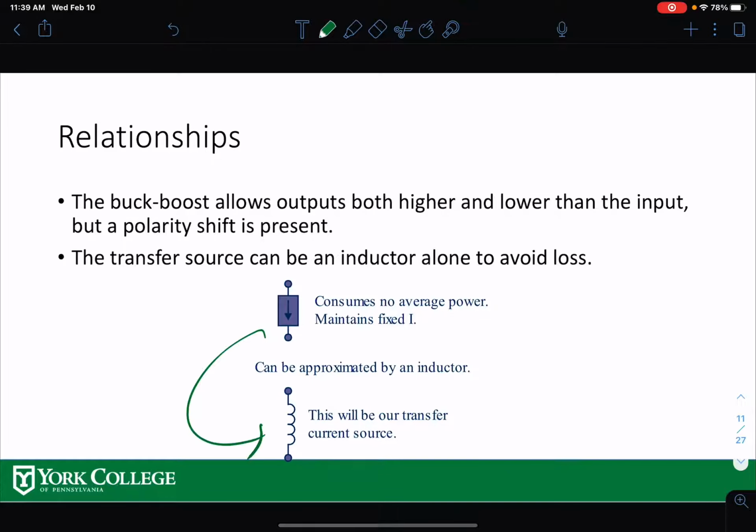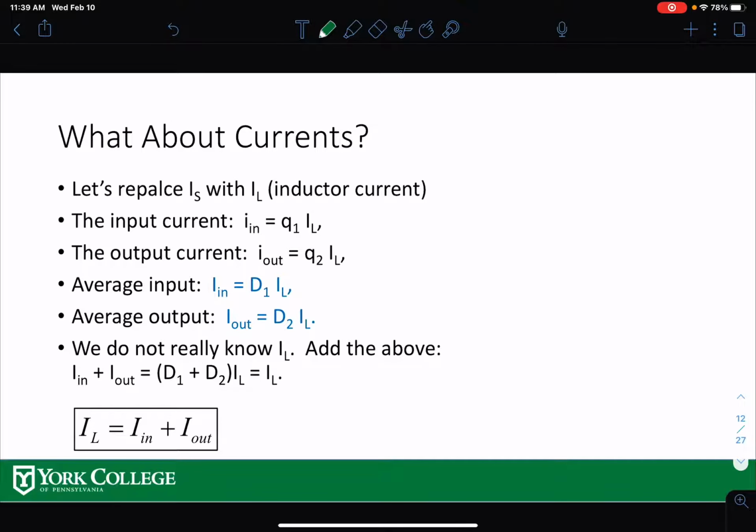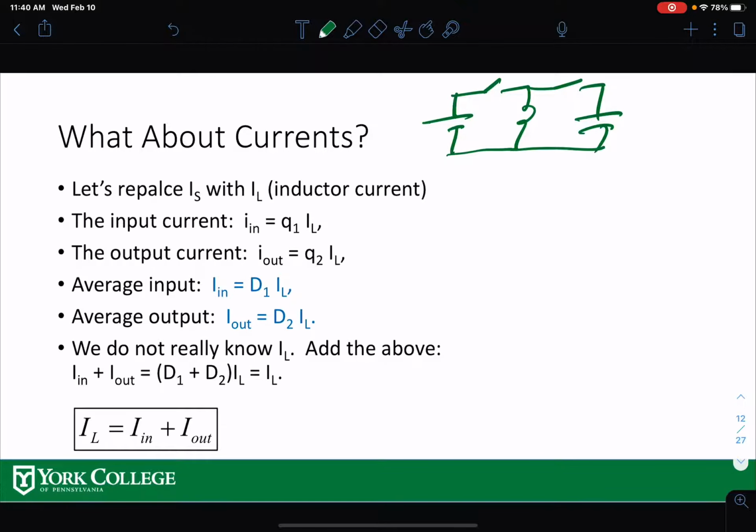This is basically, as I said, the inductor here. So what's the relation between inductor current and the other currents, input and output current? I'm going to draw this same figure again to make sure that we can see it graphically. So this is your IL, right? When switch 1 is on, your IL is basically I in. So I in is D1 times IL. D1 is the time switch 1 is on.